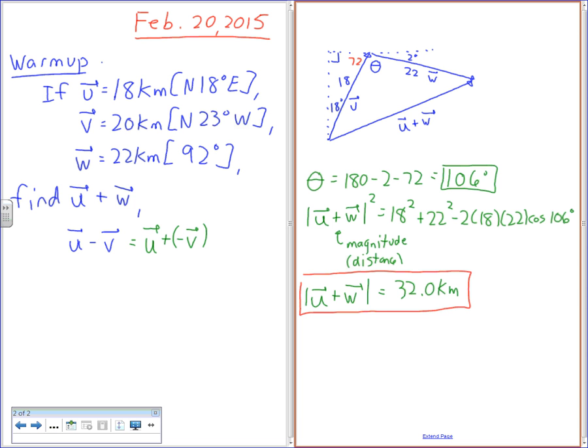Now, can somebody tell me, if I wanted to find the direction of that? Because this isn't a vector yet, that's just a magnitude. Remember, vectors also need a direction. Can somebody tell me how I could actually find the direction of u plus w? Sine law. Yeah, sine law. What are you going to do for that? Take theta and then u plus w, and then take w.